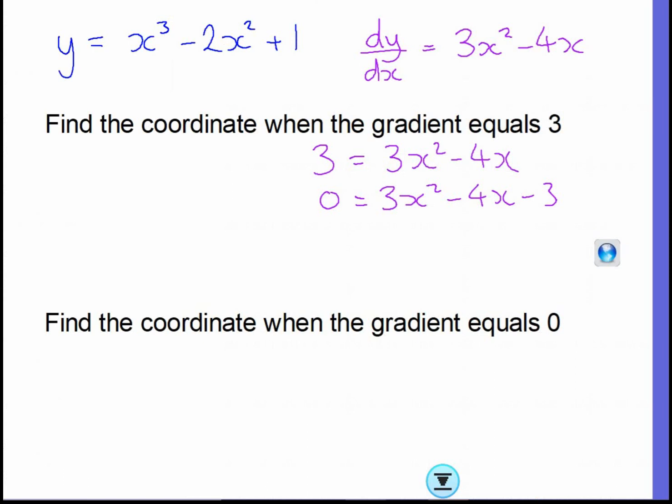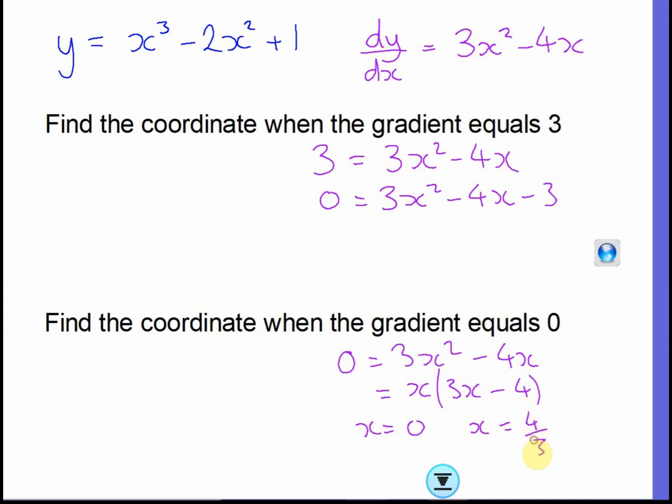Let's see if this one works. So 0 equals 3x squared minus 4x. Yeah, we can definitely factorize this one because it's just a single bracket. So x(3x minus 4). So we know this is going to happen when x is 0 and when x is 4/3. Yeah, just set that bracket equal to 0 if you're wondering how I did that so quickly.